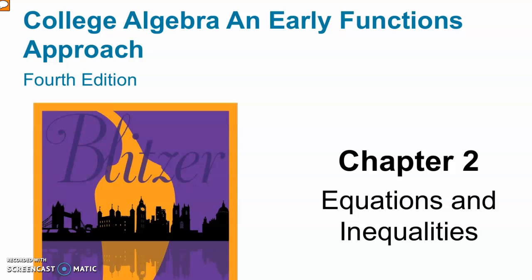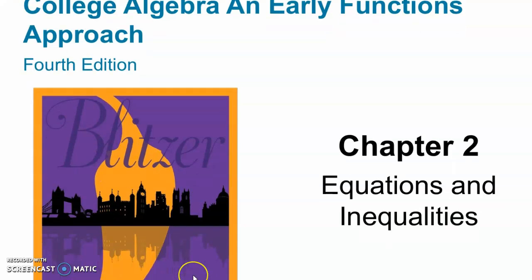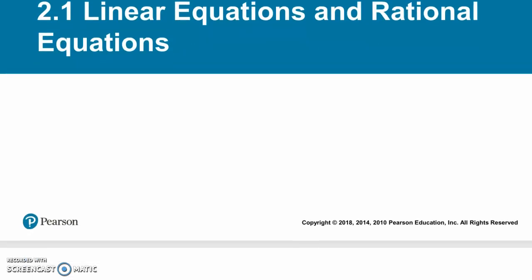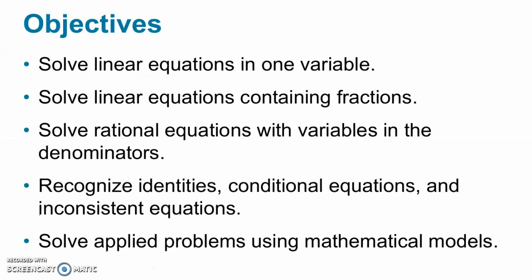All right, so now we are starting chapter 2. And we'll start with section 2.1, which is entitled Linear Equations and Rational Equations. So taking a look at this, our objectives for this section are we are going to look at solving linear equations in one variable.